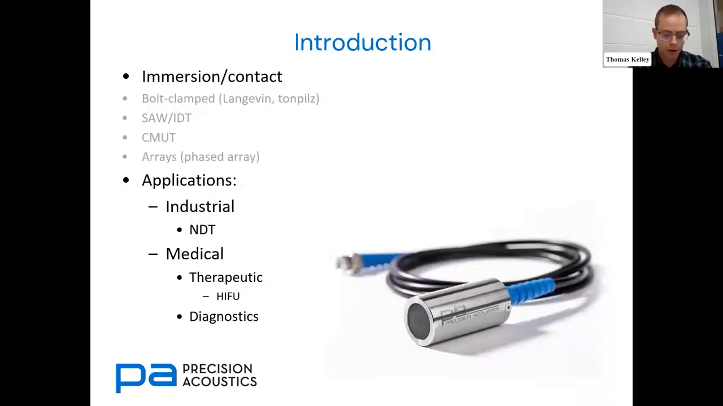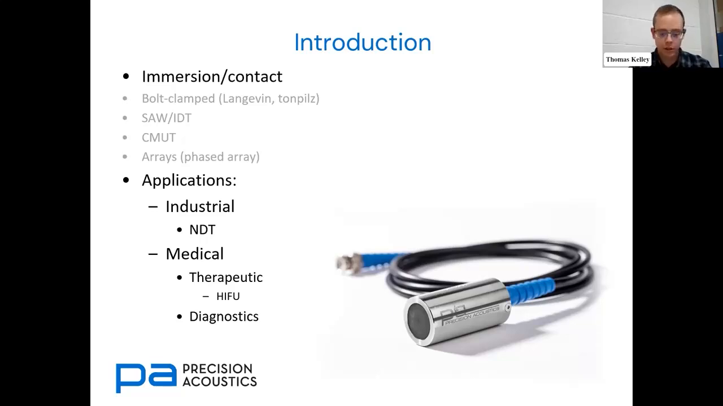So, as I just said a minute ago, we're focusing today on immersion or contact type transducers. There are plenty of other types of transducer in existence. So you may have phased arrays, surface wave transducers, bolt clamp designs, so the Langevin or Tonpilz style for high power applications, CMUTs, EMATs, MEMS, etc. But you know, all of them could fill their own hour-long slots by themselves. So we're going to focus it down today to the immersion or contact style.